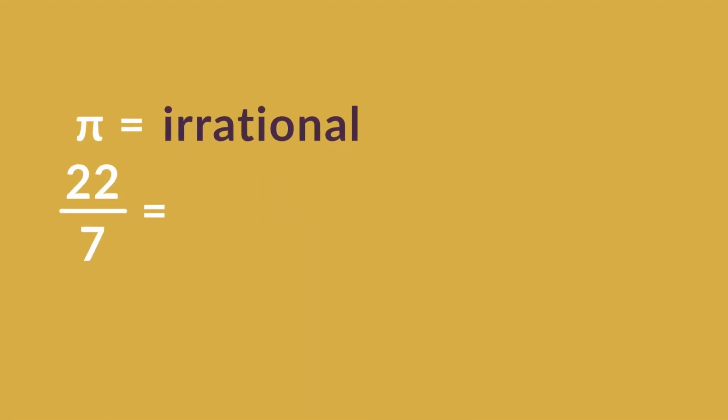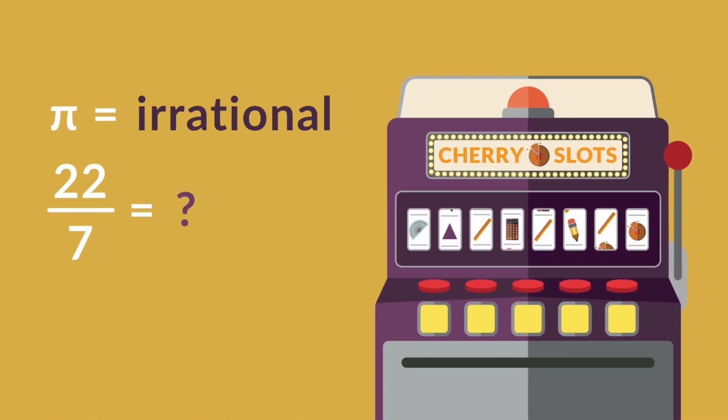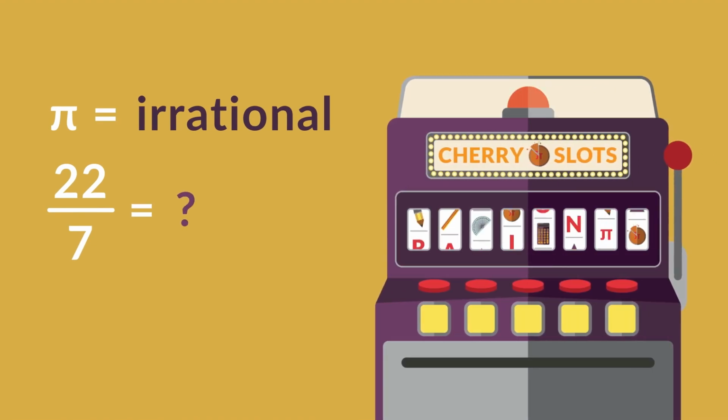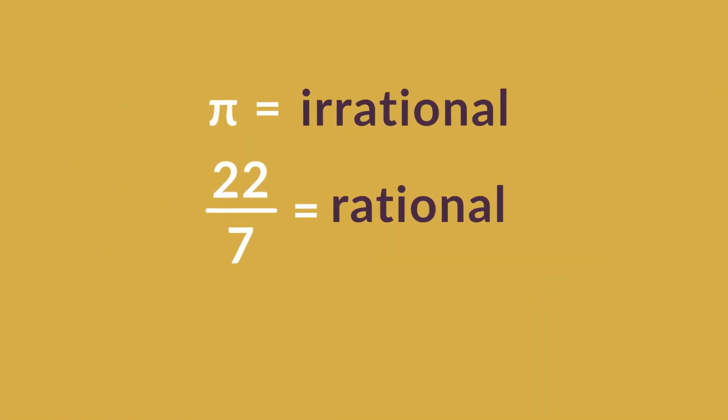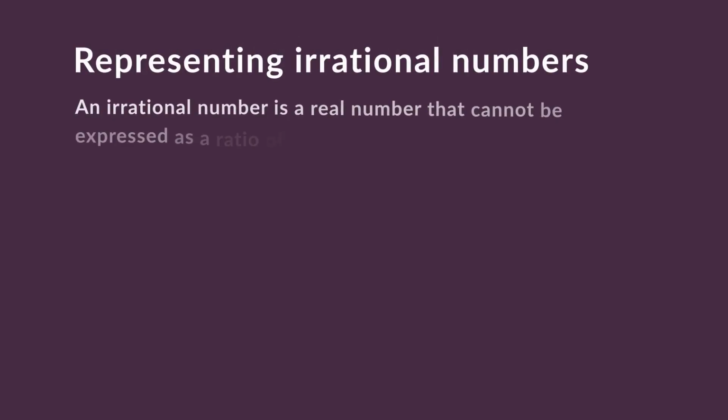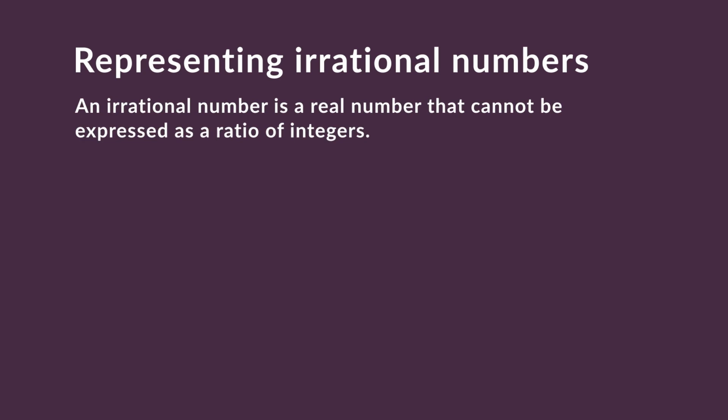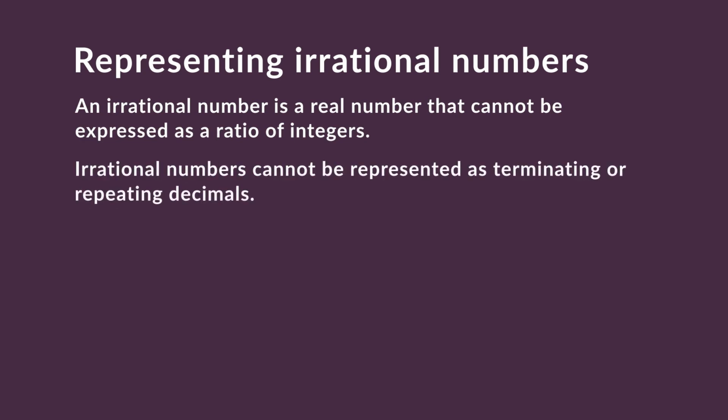The fraction 22 over 7 is often used to represent pi, which is irrational. Is 22 over 7 a rational or irrational number? 22 over 7 is a rational number because it is the ratio of two integers. It is a rational approximation of pi, but isn't exactly accurate. The reason being that irrational numbers can't be written as a ratio or fraction, and their exact values can't be written in decimal form because they'd never end or repeat.